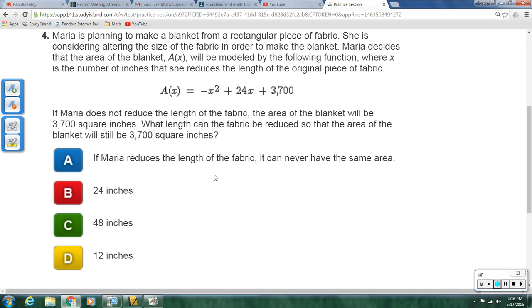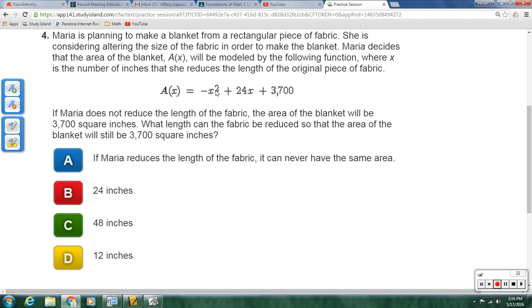All right, Maria plans to make a blanket from a rectangular piece of fabric. What is this? Linear, quadratic, or exponential? Quadratic. Say quadratic. That square right there, Jennifer, say quadratic. Put your chair down. She is considering altering the size of the fabric in order to make the blanket. Maria decides that the area of the blanket will be modeled by the following function. I can already tell you, just by looking at this, what the area of that blanket was before she started.